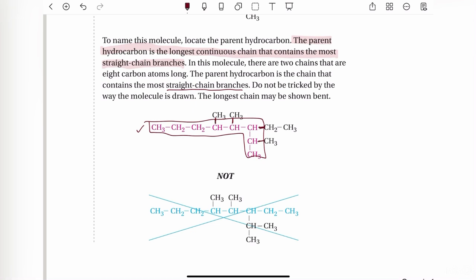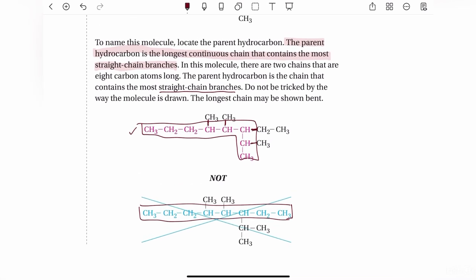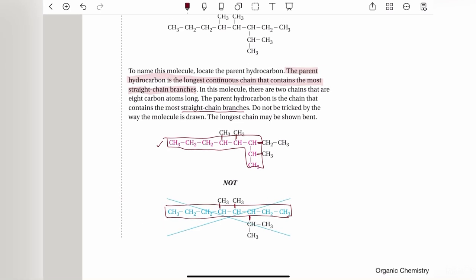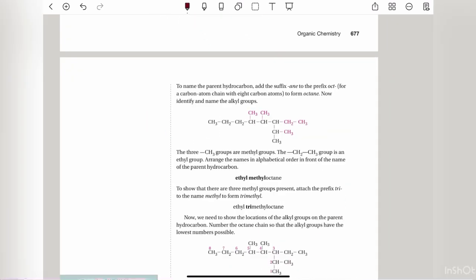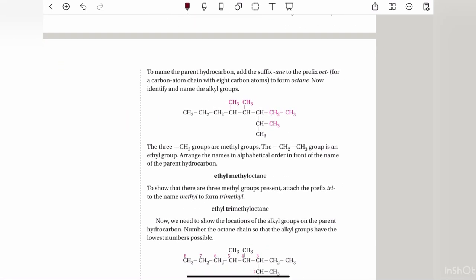But we might be tricked by the fact that it has a straight chain, right? That kind of looks like a parent one, but it has only 3 branches going from it. That is why it's not the parent hydrocarbon, and this is. The first one is, because it has 4. So to name the parent hydrocarbon, add the suffix "ane" to the prefix "oct" for a carbon atom chain with 8 carbon atoms to form octane.